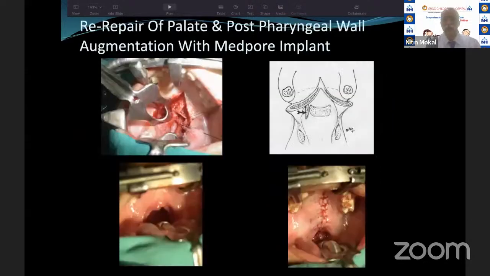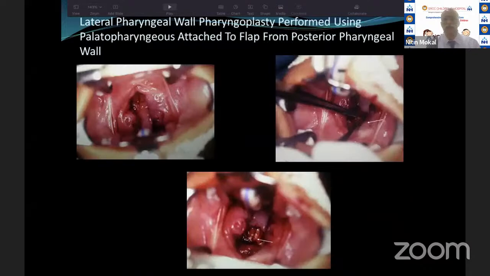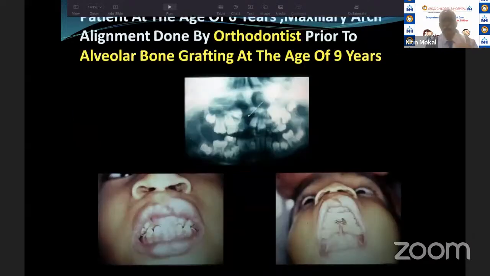So this can be done if the speech evaluation is done, and if they advise, then we do these pharyngoplasty procedures. This is the lateral wall pharyngoplasty. Then once the baby goes into the mixed dentition, we send these patients for orthodontic management. So orthodontists realign the teeth nicely. They expand the arch by using arch expanders.